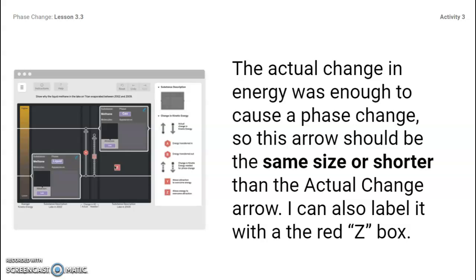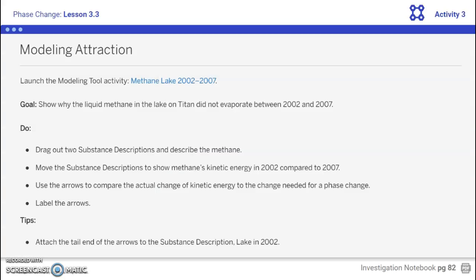For this model, I need to show that the lake evaporated. For evaporation to occur, I need to show that the energy needed for the phase change needs to overcome that attraction. So you're going to label that so it will demonstrate that, because we know the actual energy was enough to actually cause that phase change. So we need to have the arrow be the same size or shorter than the actual change. And we're going to label that with Z. So hop into your lesson right now, pause this video, and answer those questions.